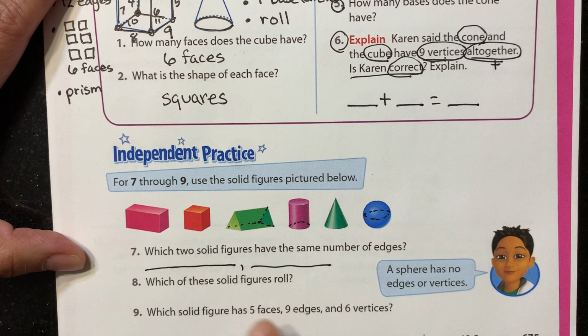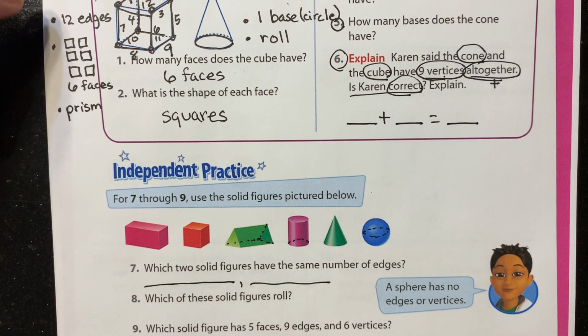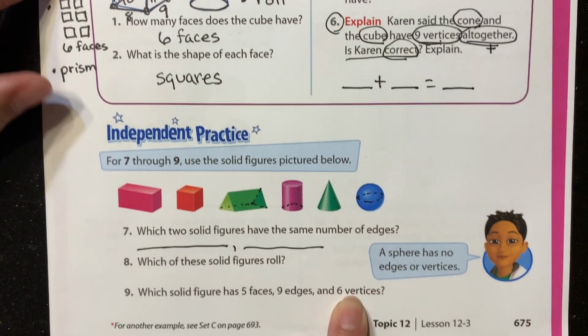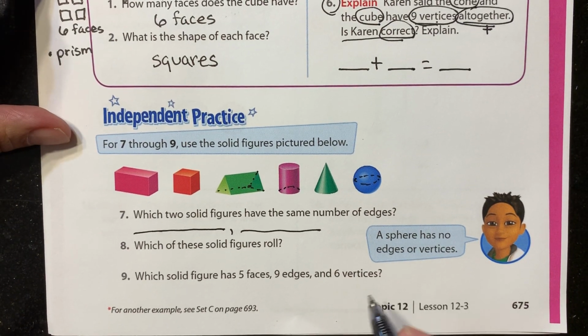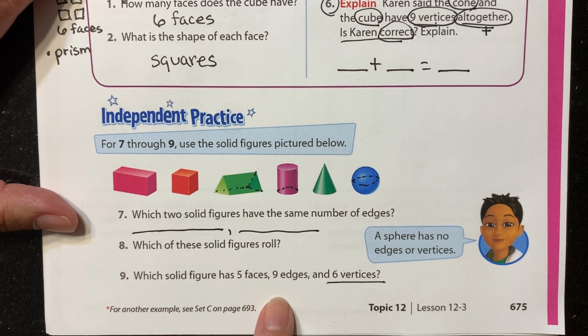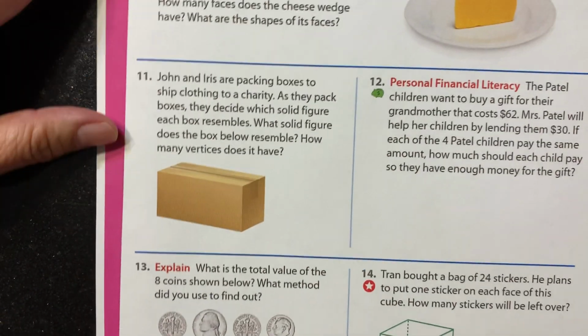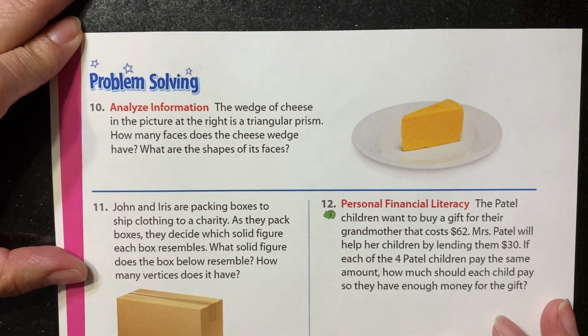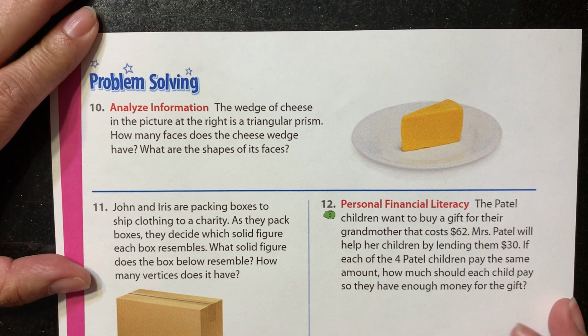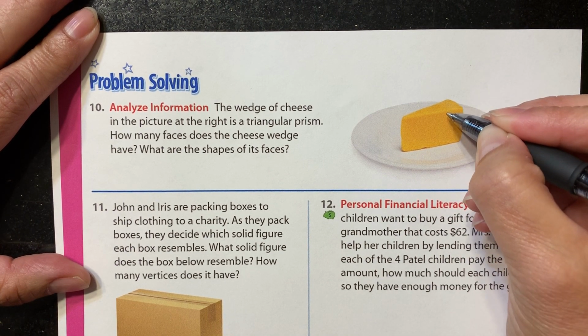And of course, we know the answer is not the cube because the cube has 8 vertices. This one says that it has 6 vertices. So that eliminates that one. So write me the name as soon as you figure out the answer there. Number 10 in the problem solving section talks about this shape right here. And notice again that it does not have its back.